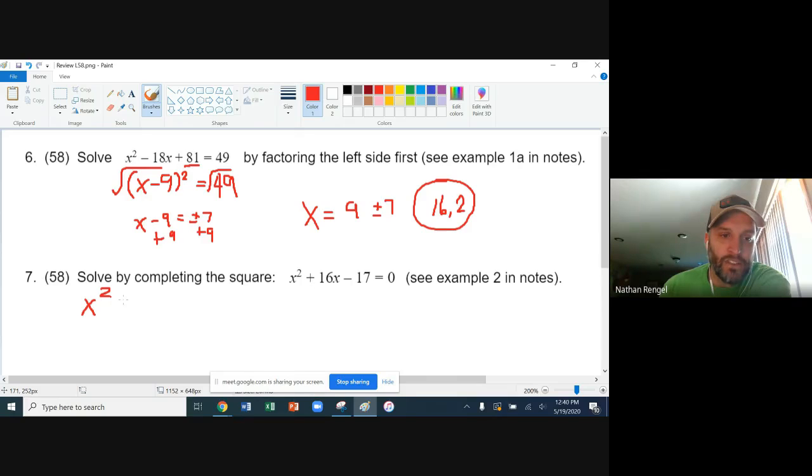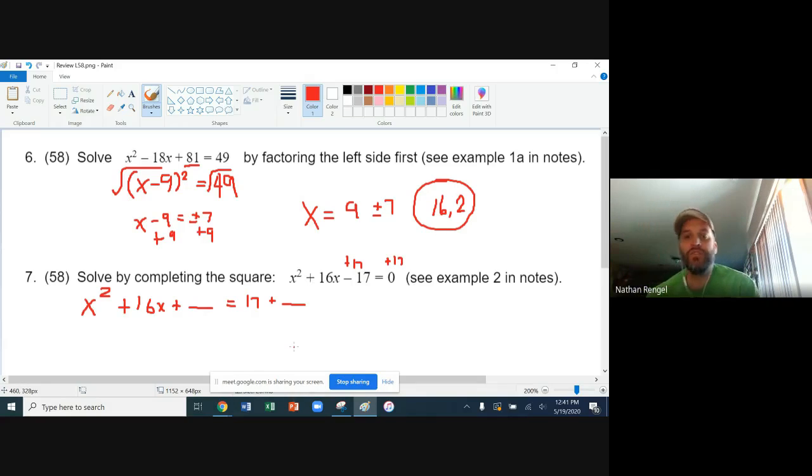So I like to set them up. x squared plus 16x plus something needs to equal 17 plus something. And all I did was get that 17 out of there, because we are going to change that into a perfect square. So we don't need the 17 on that side. We're going to move it over to make it a perfect square trinomial.